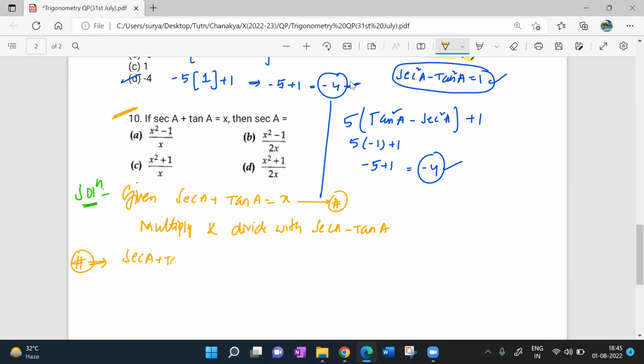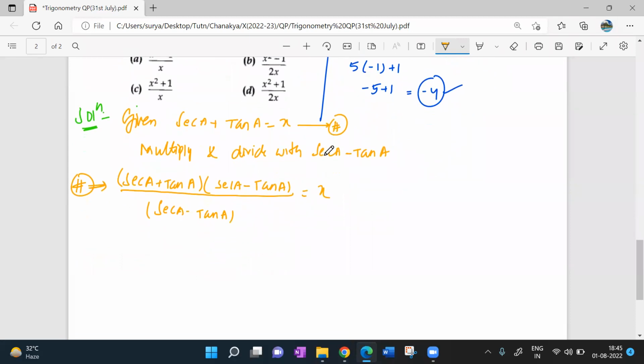Secant A plus tan A. I'm multiplying and dividing with secant A minus tan A, the whole divided by secant A minus tan A. This is equal to x. Clear? x is equal to x.